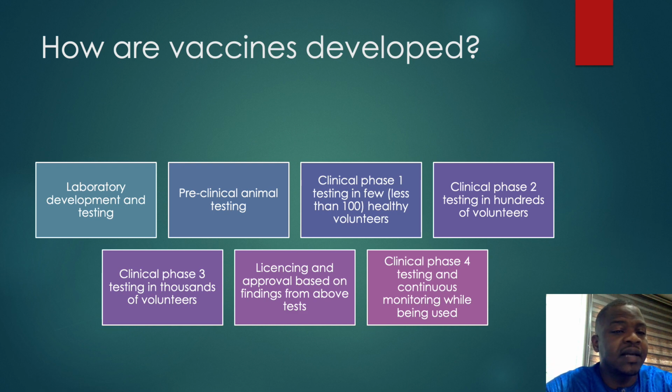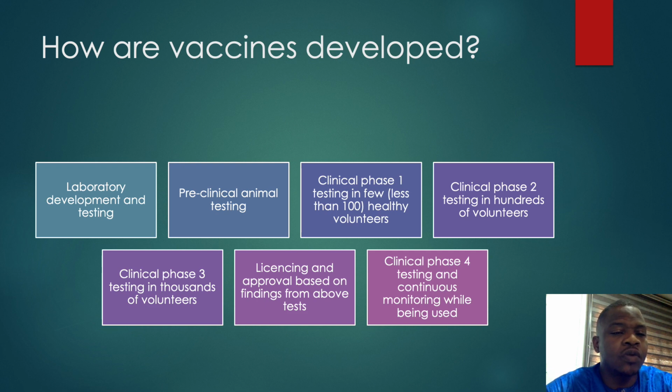So the process starts in the laboratory where you then develop the active drug ingredient, that's the vaccine itself, and then obviously you would have done a lot of research to ensure that the vaccine does what you want it to do, which is to prevent disease.